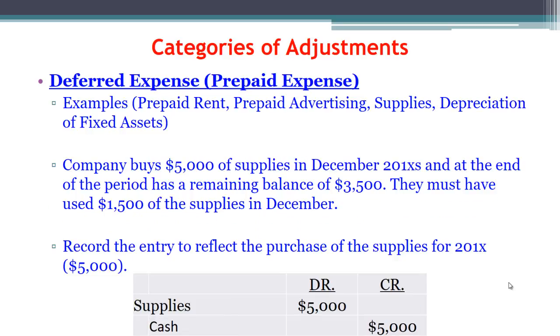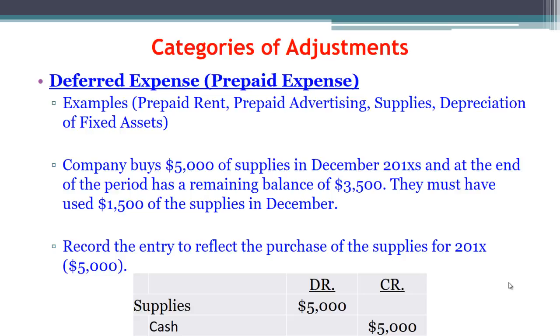Let's take a look at another prepaid expense, supplies. So in this case, the company bought $5,000 of supplies in their first year, 2016, December. We had a zero beginning balance because they don't tell us otherwise. At the end of the period, they have a remaining balance of $3,500. This tells us we must have used up $1,500. 5,000 minus 3,500 is 1,500 that we had to have used up.